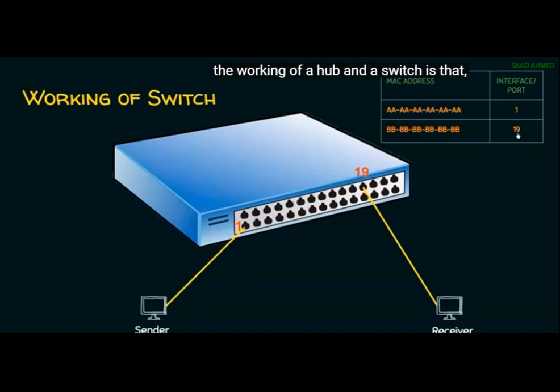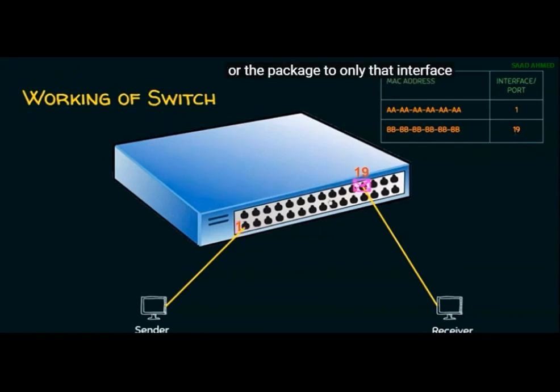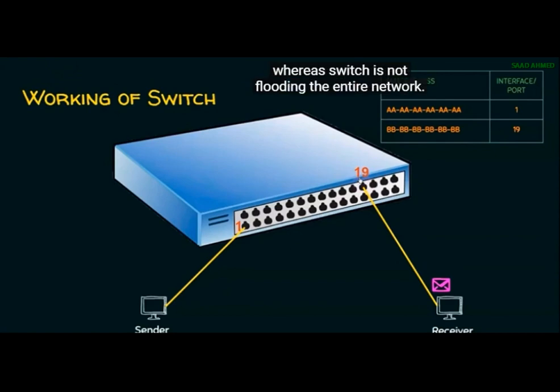And the real difference between the working of a hub and a switch is this: when the sender wants to send any data, the sender sends the data to port 1. Now port 1 has received the data. If this is a hub, it would broadcast all the information to all the remaining ports except this port, but since it is a switch, it knows the destination MAC address, which is connected to port 19. So it forwards that packet only to that interface, and the receiver computer now receives this packet. A hub floods the entire network, whereas a switch does not flood the entire network. It sends the data to the exact destination.